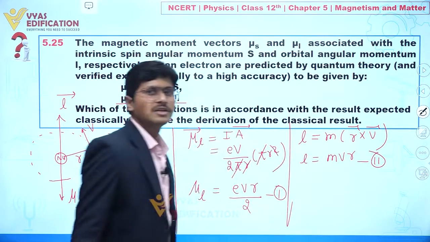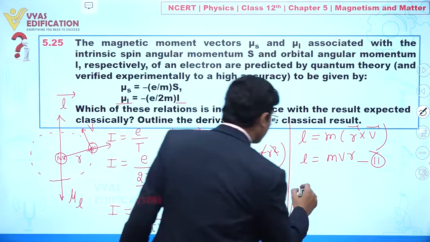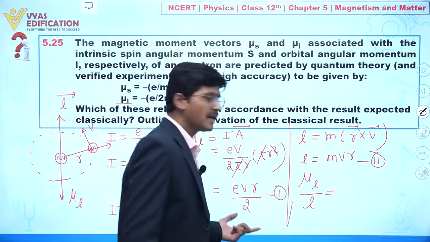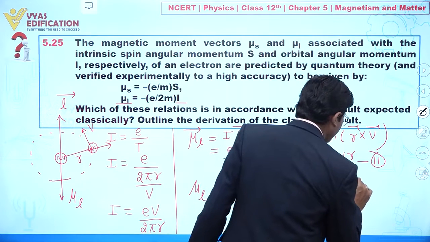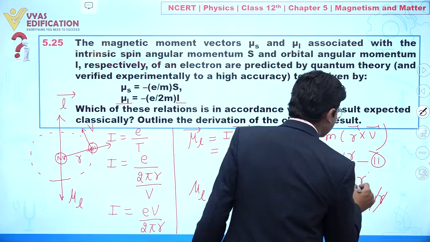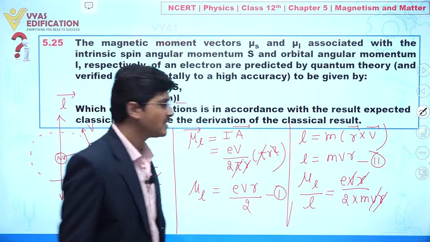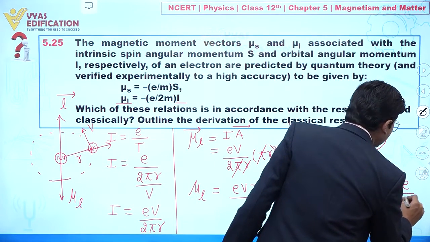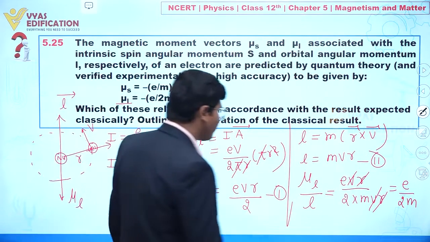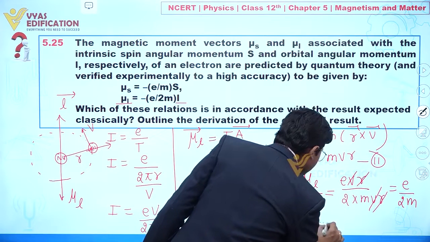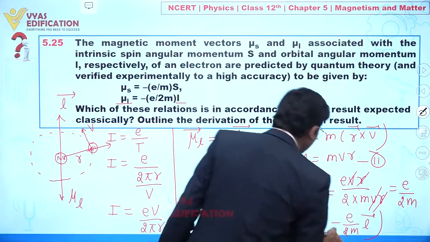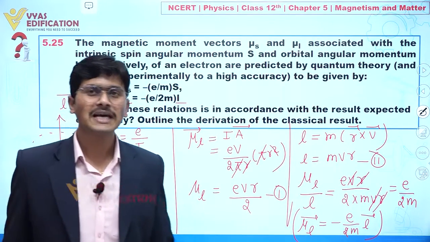Now if you divide equation 1 by 2, mu L divided by L is given by evr by 2 divided by mvr. The vr and vr cancel out, and this is equal to e divided by 2m. Now if you write it in vector form, mu L vector is given by minus e by 2m times L vector. So this derivation we are getting from classical theory.